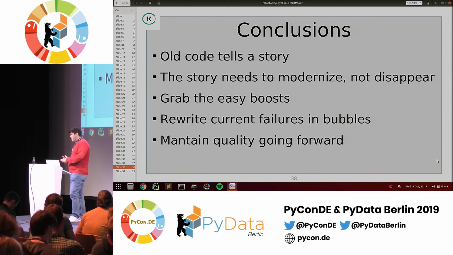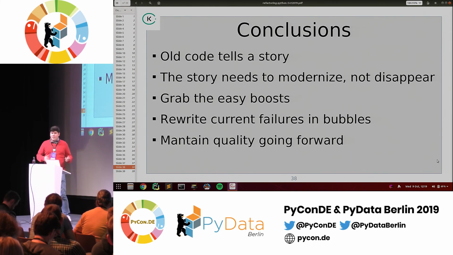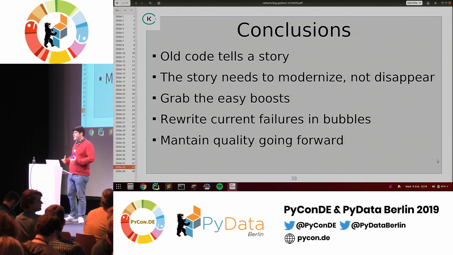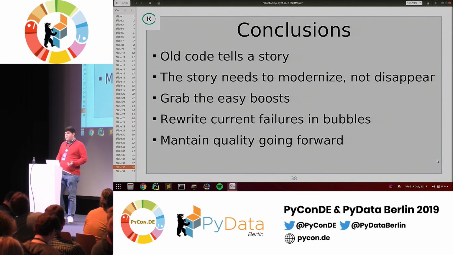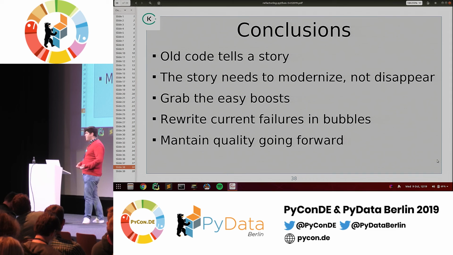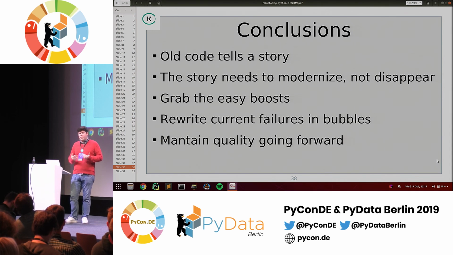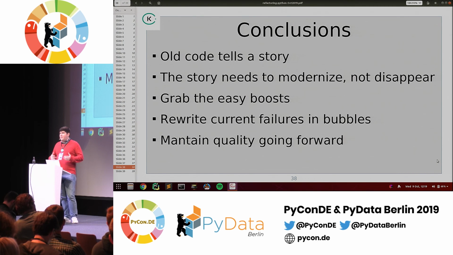So, read your code, figure out why it's done, realize that whoever wrote it had a reason, listen to it, see those reasons, modernize them, improve them. Don't think that you should throw it away and re-implement it. Grab the easy boosts along the way, because they're easy. Rewrite the failures in bubbles, try to isolate them into classes or special functions, modules in Python, and try to maintain that quality going forward. Try to be very explicit about why your vision is like it is.